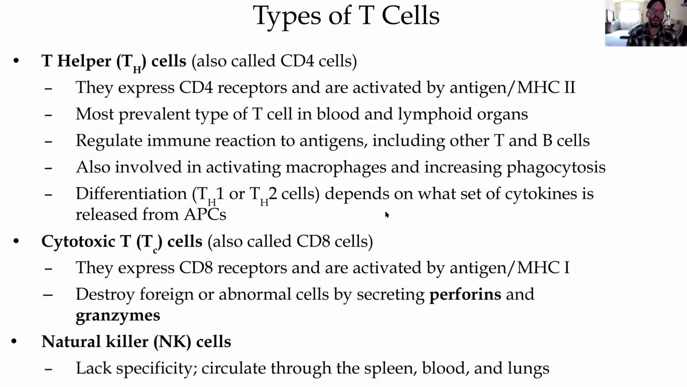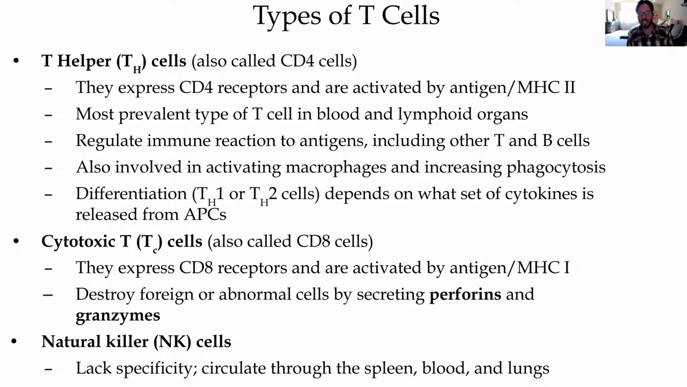Helper cells, cytotoxic T cells. This is a lot of text. I'm not going to read it for you, but just know that the helper T cells have CD4 receptors, and that's why they're also called CD4 cells. And what are their roles? Their roles are to communicate with the T cells and the B cells that they've just encountered an antigen from the phagocytes.